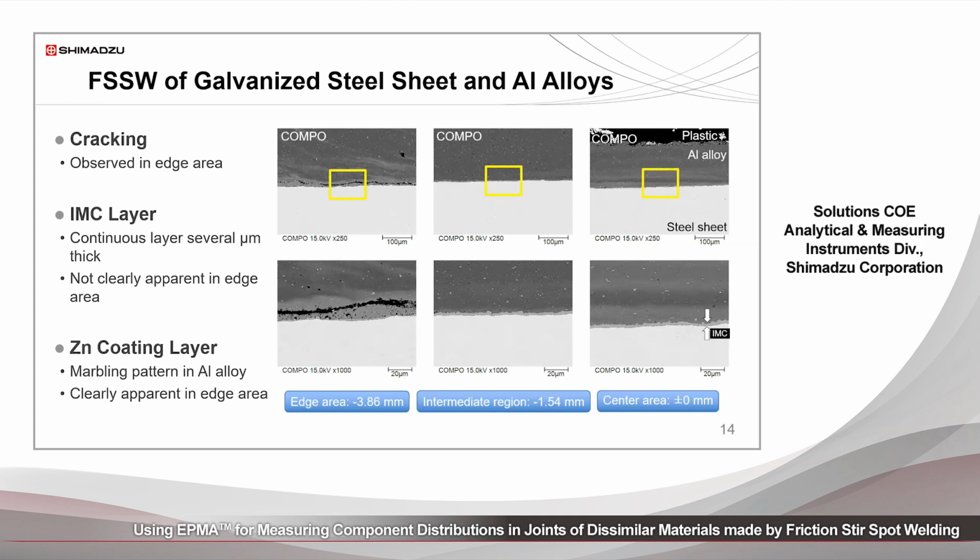Also note that there is a marbling pattern that is particularly apparent at the edge of the compo image. This is from zinc diffusing into the aluminum alloy as a result of the friction stir spot welding process. One other note is that cracking is more apparent at the edge area versus the intermediate and center area.